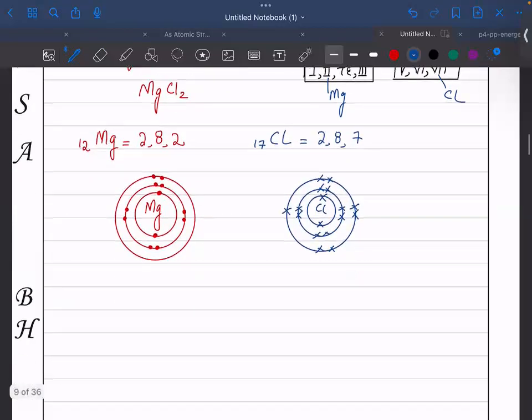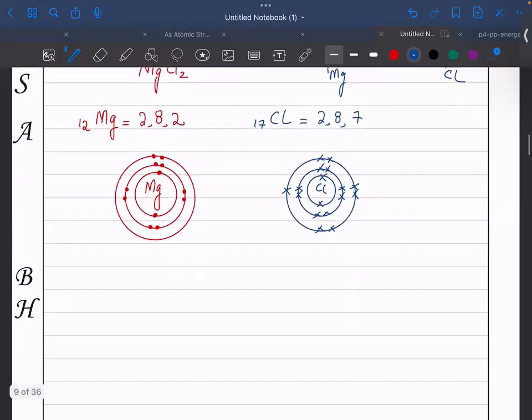Now magnesium atom, in order to get stable, magnesium has to lose how many electrons? 2 electrons. That is fixed for magnesium. Magnesium अगर स्टेबल होगा तो वो 2 इलेक्ट्रॉन तो लूज करेगा, और उसके outer most shell में there are 2 electrons, and it will lose those 2 electrons, and it will be left with only 2 shells.